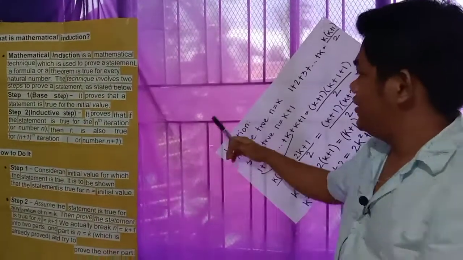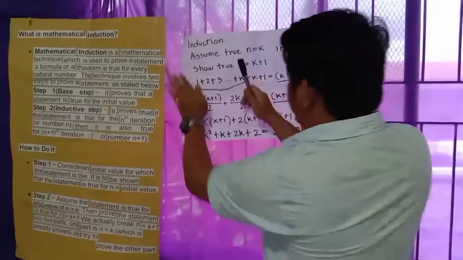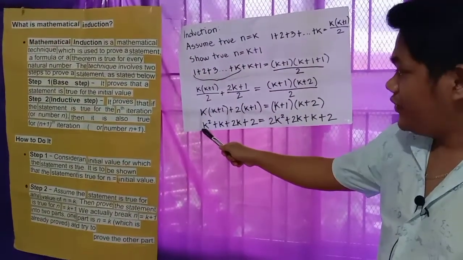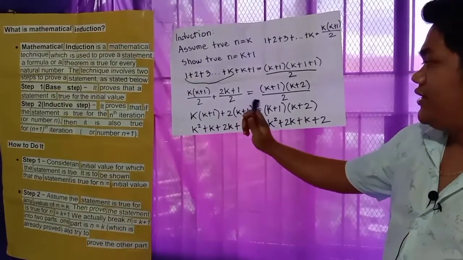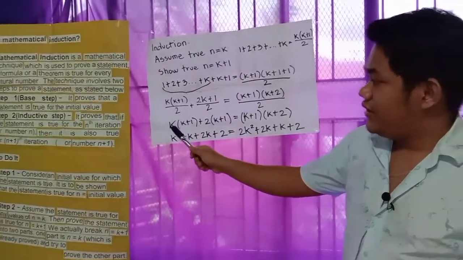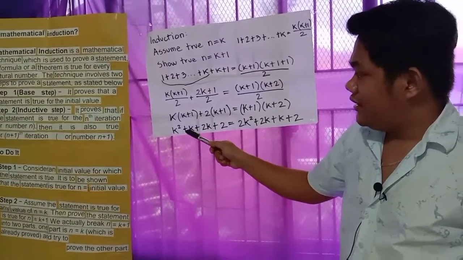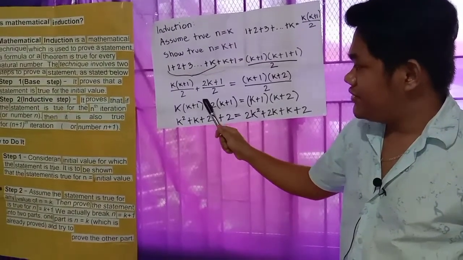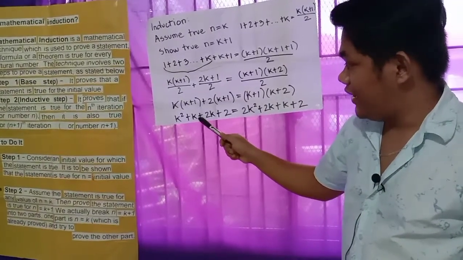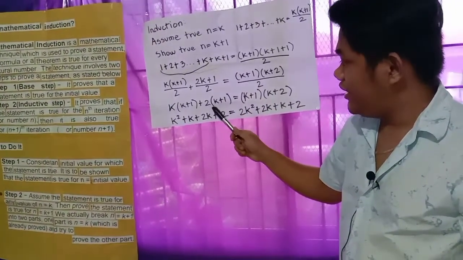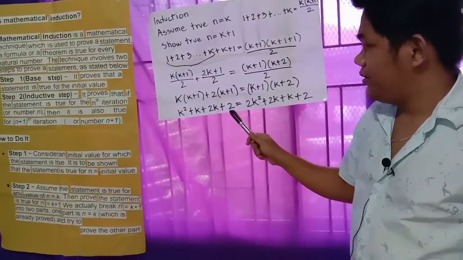First, you need to distribute the k to the inner side. So, k times k equals k squared, plus k times 1 equals k. Next is plus 2 times k equals 2k, plus 2 times 1 equals 2.